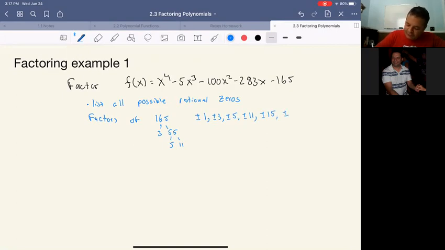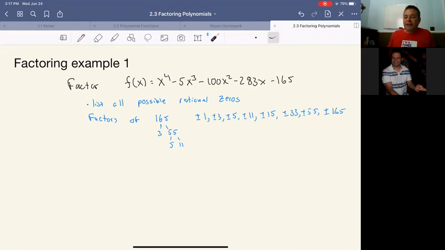Now I also have plus or minus 15, the 3 times the 5, plus or minus 33, plus or minus 55, plus or minus 165. So that's 8 things, 16 numbers to check, which feels like a lot, but really compared to the infinity of numbers that you could have had, it's a lot easier. All right, so let's start.